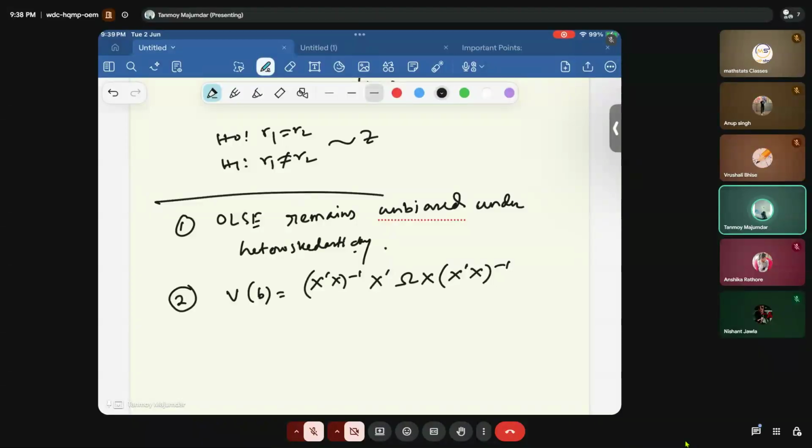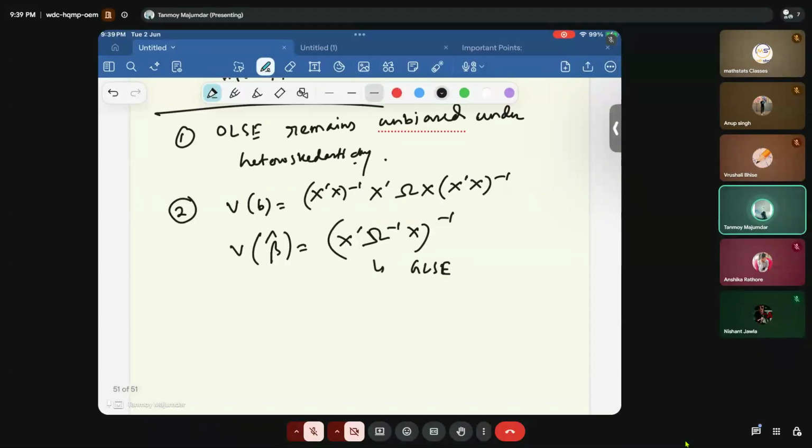But we can obtain the variance of beta hat that we discussed earlier, (X'Ω^-1 X)^-1. That is the BLUE. So this is obtained from GLS. What is the GLS of beta? Beta hat GLS equals (X'Ω^-1 X)^-1 X'Ω^-1 y. Okay.